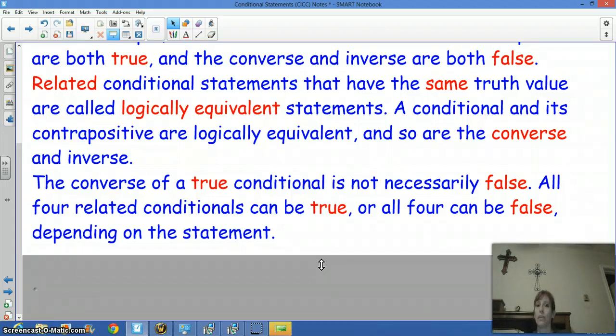I try to remember that conditional statement is always the very first one. It has to have an if and then section to it. Contrapositive is the longest one that's one word, and it does the most stuff. It swaps front and back, and it gives a not in both sections of it. And then the two in the middle, inverse and converse, well, inverse has the word not in it, and converse swaps the front and the back.